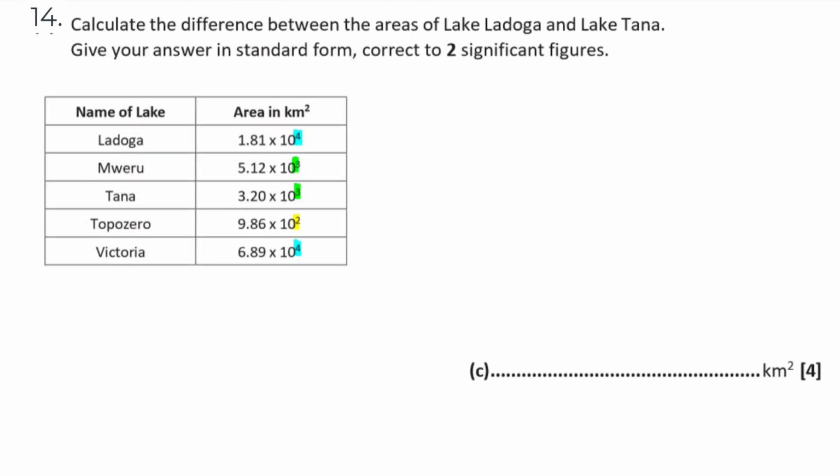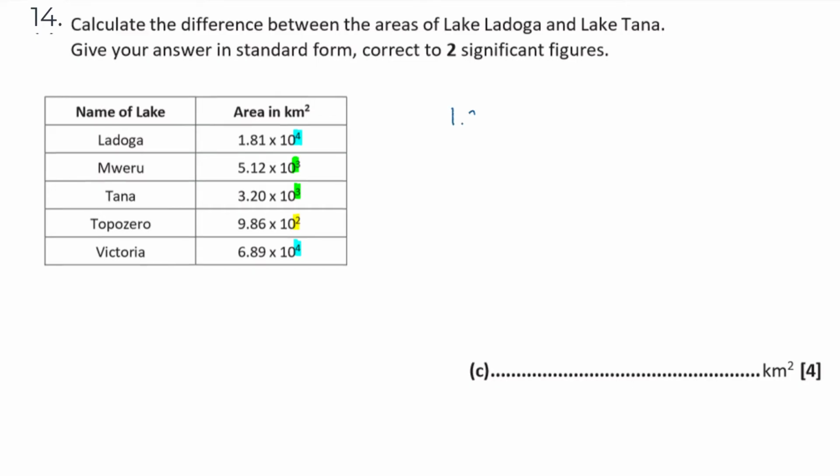Okay. Part C says calculate the difference between the areas of Lake Ladoga and Lake Tana. Give your answer in standard form correct to two significant figures. Okay. So difference in mathematics means subtract, isn't it? So we need to take one away from the other. So we are going to be taking the smaller one away from the bigger one, aren't we? So which one's smaller? Ladoga and Tana. Tana is the smallest because it's 10 to the 3. And Ladoga is 10 to the 4. So I'm going to take the smaller one away from the bigger one.